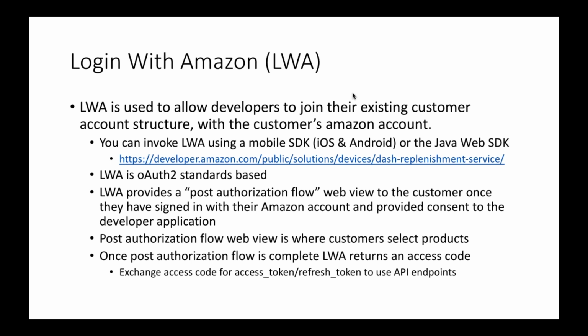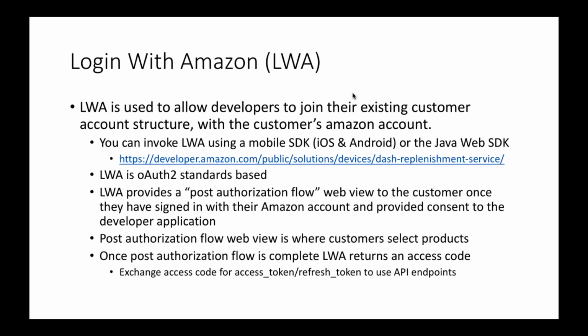So, as I mentioned, Login with Amazon is used to allow developers to join their existing customer account structure with the customer's Amazon account. It can also be used in a truly OAuth 2 method to eliminate a customer account structure on your side. You could use Login with Amazon exclusively to build accounts for your customers and use the token that you receive at the end of the process to actually manage the customer's relationship with your product. So you can invoke LWA using a mobile SDK for both iOS and Android, or the Java Web SDK. Those things are available, of course, on developer.amazon.com.